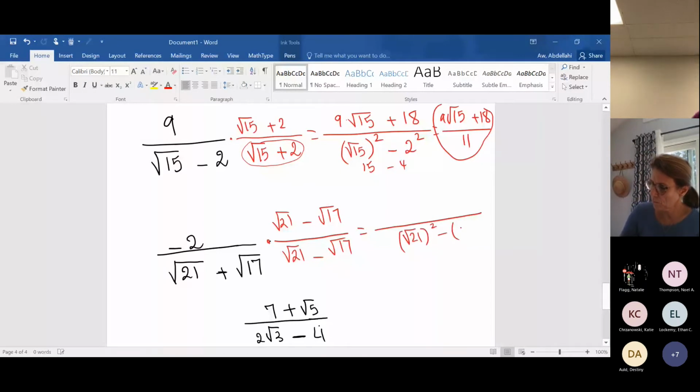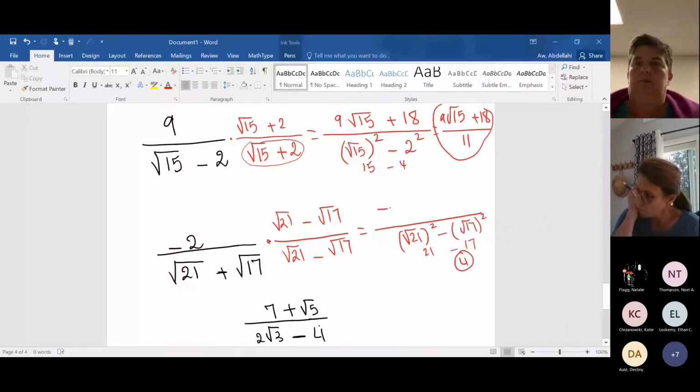And the numerator here, we just leave it like that. We don't even need to distribute. We just leave it like that. Okay? If you distribute, it's okay. If you don't distribute, it's also okay.